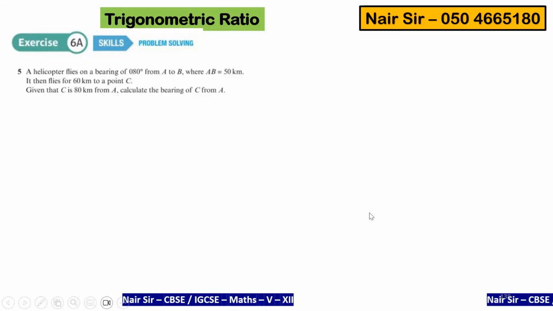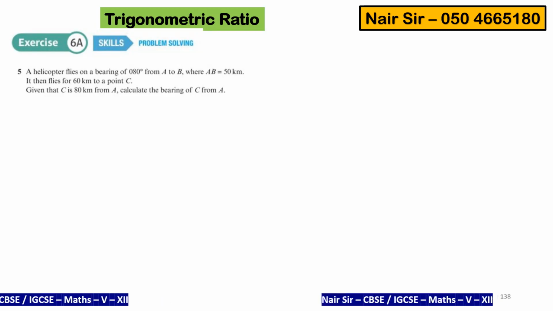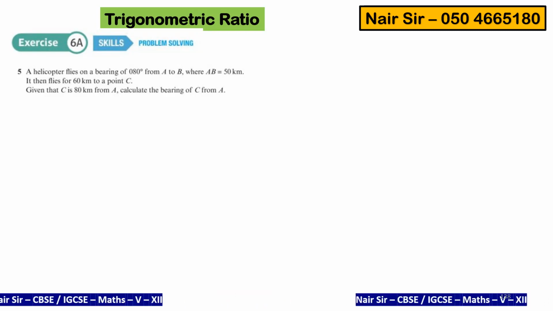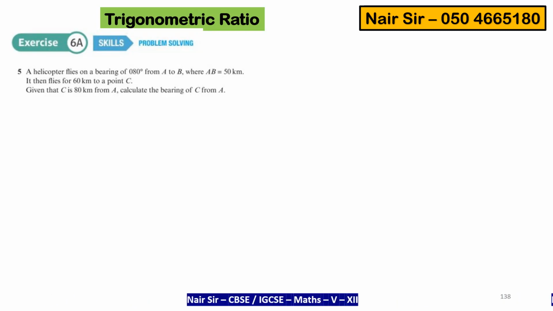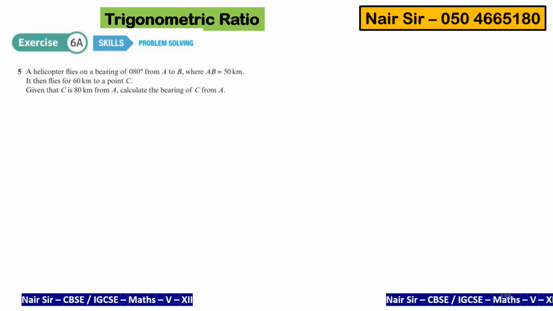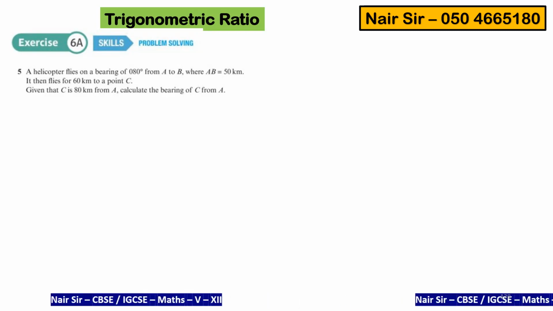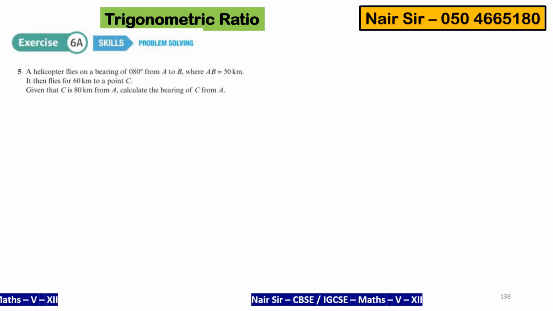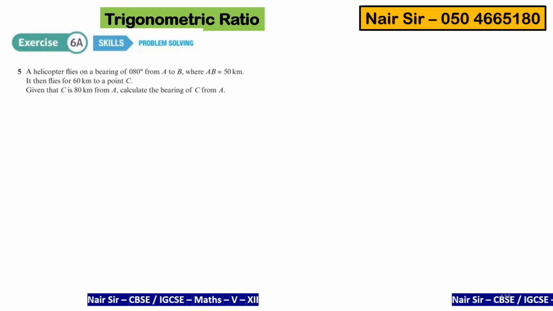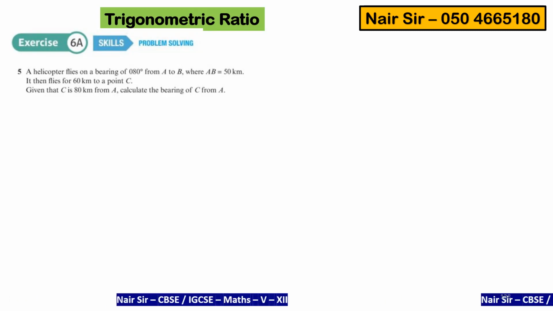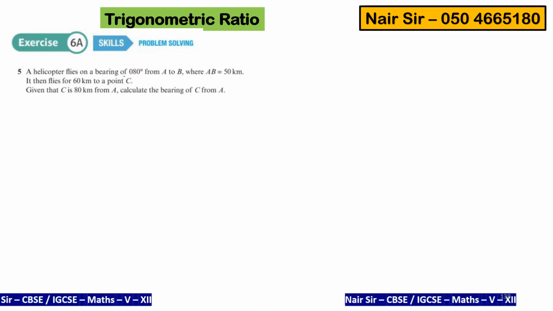The question that we have been given is: a helicopter flies on a bearing of 80 degrees from A to B, where AB is equal to 50 kilometers. It then flies for 60 kilometers to a point C. Given that C is 80 kilometers from A, calculate the bearing of C from A. What all is given to me? There is no diagram available, so you need to draw this.